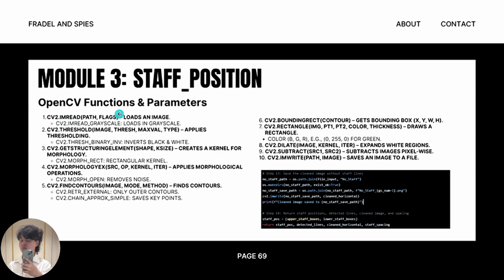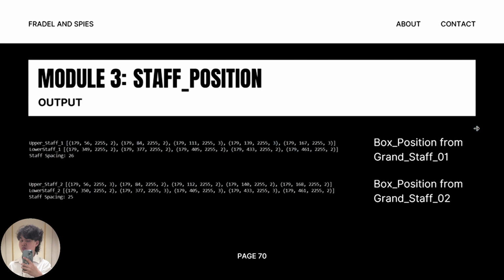These are the functions and parameters: threshold, structuring element used for creating a kernel for morphology, CV2 morphologyEx for morphological operation, findContours, boundingRect, and subtract. This is the output.